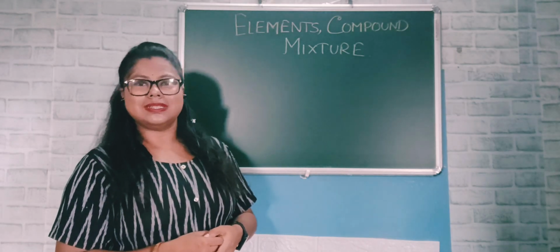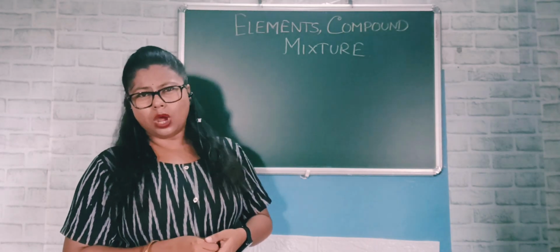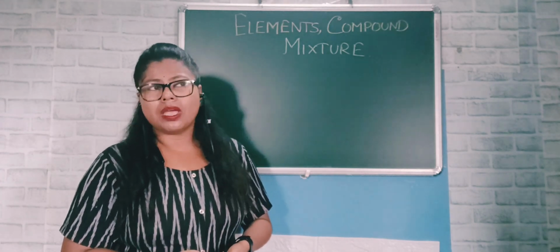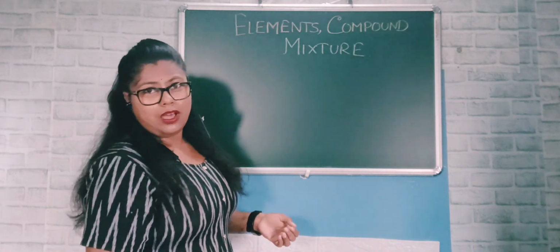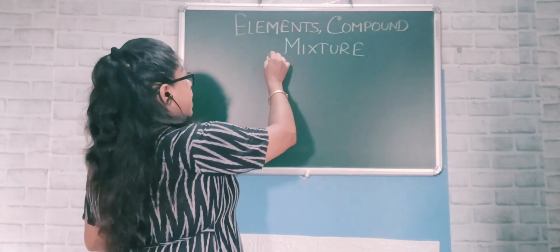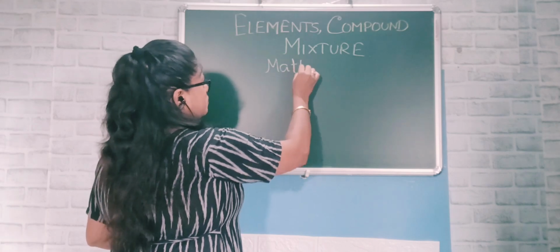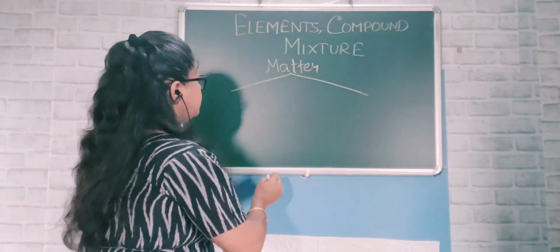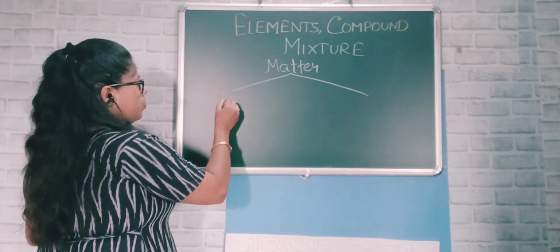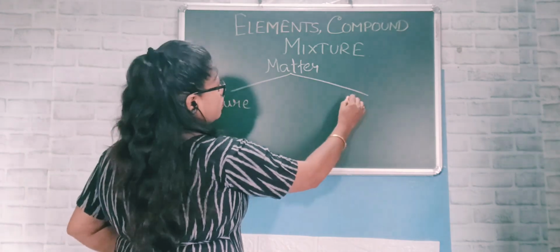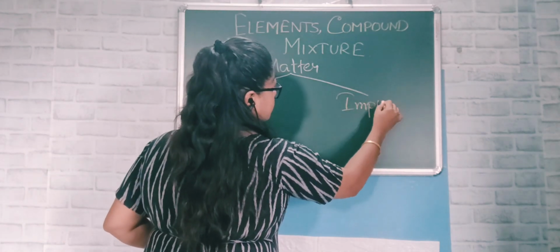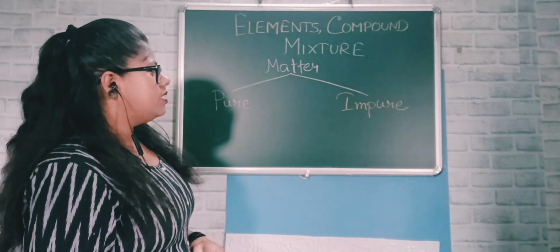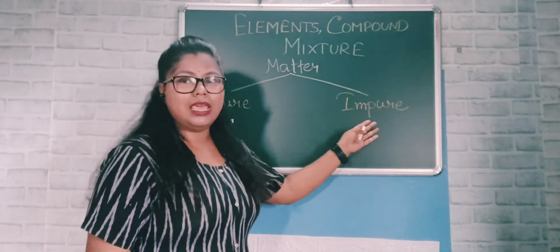Although these three states of matter were known, that was not enough to study all the things present on this earth in great detail. Hence, a further division was done. All matter was divided into two ways. Some are pure, some are impure. Okay? So all those states of matter were divided into pure and impure.